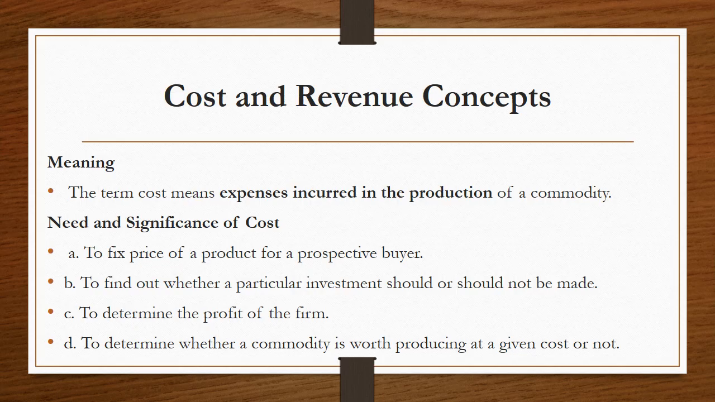The first one is fixing or determining the price of a product. The second one is whether the investment should be made or not. The third one is the profit. How do we determine the profit for a firm? And the last one is whether the commodity is really worth producing at a given cost. Sometimes the cost may be higher. In that case, a producer might think whether to go ahead and produce such a commodity or to give up the production of that commodity.